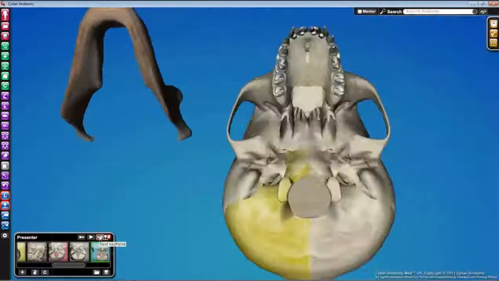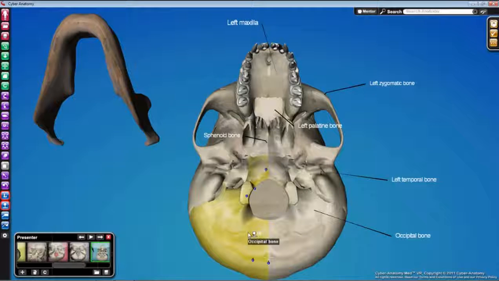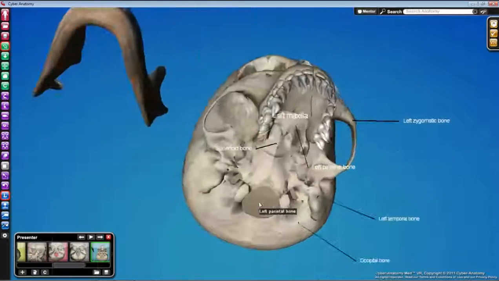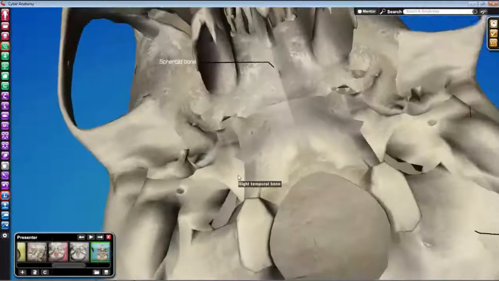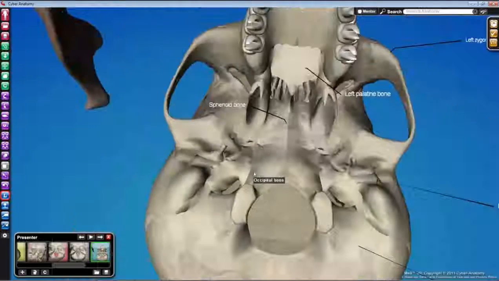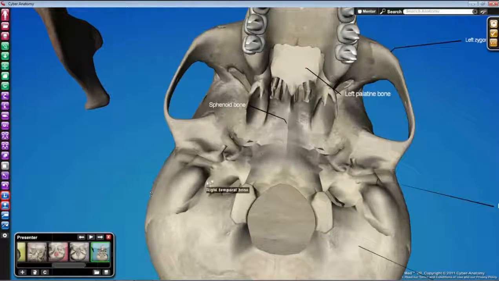Okay, so from an inferior view, let me turn that off. We've got a lot of the same bones we've seen before: occipital bone, temporal bone, lots of little bitty anatomy in here, lots of small foramina, little structures here and there. If we turn some pins on some of this stuff, there's quite a few little structures in this area that you need to identify.